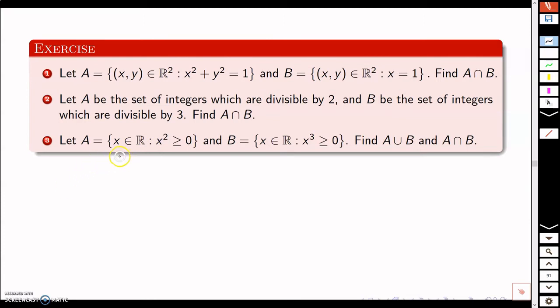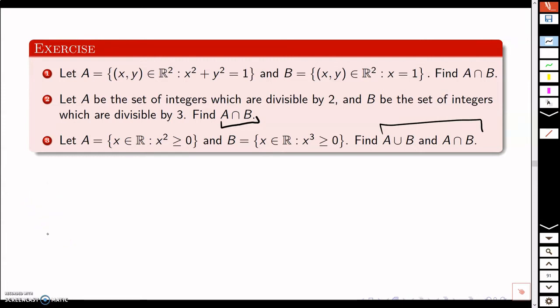The second one says, let A be the set of integers which are divisible by 2 and B be the set of integers which are divisible by 3. Then you are asked to compute their intersection. Okay, so do try this, a very simple one. And the third one, A is the set of all real numbers whose square is greater than or equal to 0, and B is the set of all real numbers whose cube is greater than or equal to 0. And you are told to find the union as well as the intersection. Okay, so I expect you all to solve these two problems.